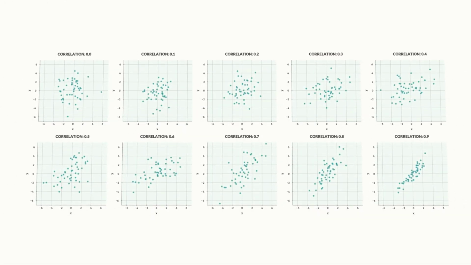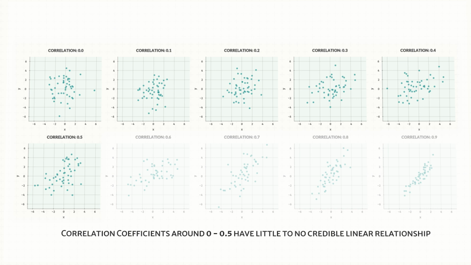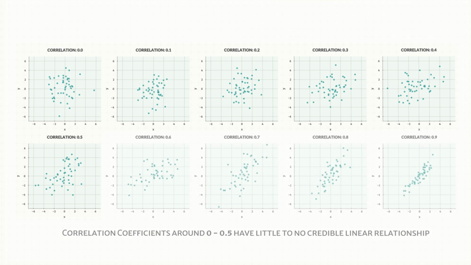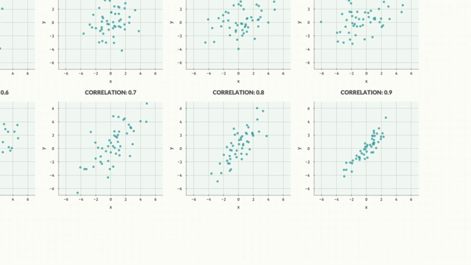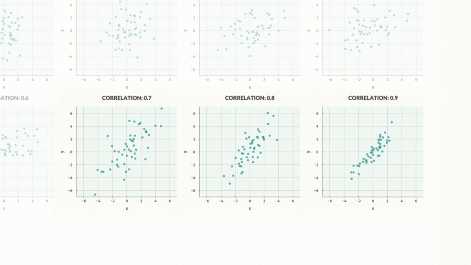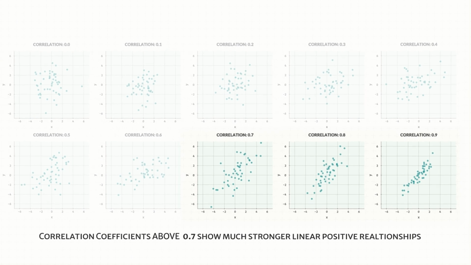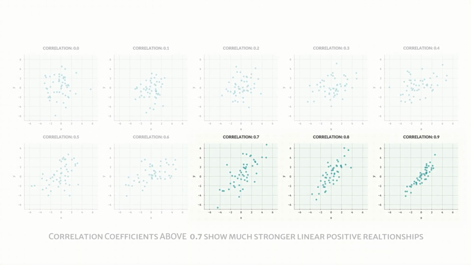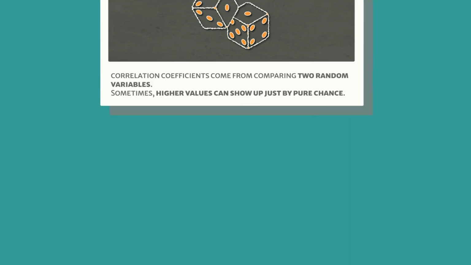It becomes apparent that coefficients around 0.5 have a closer visual affinity to 0 than 1, suggesting that a correlation of 0.5 has little to no linear relationship. But wait, as we dig deeper into our simulations, a clear pattern emerges. A correlation coefficient surpassing the 0.7 mark is a reliable indicator of a robust linear relationship. So consider anything above 0.7 as a sign of a strong positive linear bond, and anything below -0.7 as a strong negative linear bond.